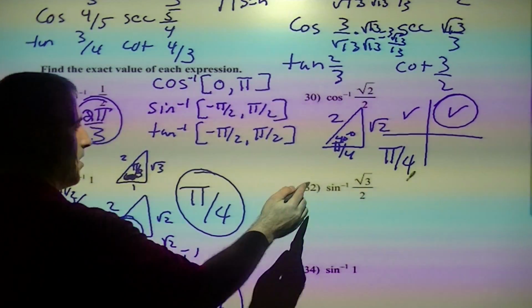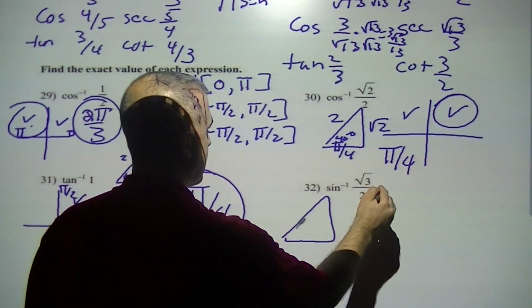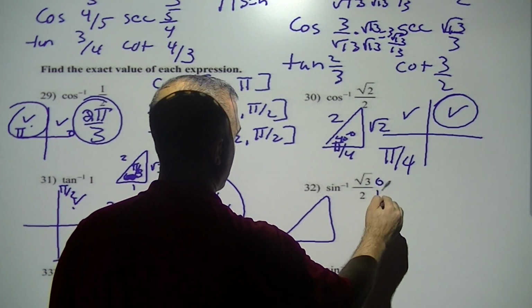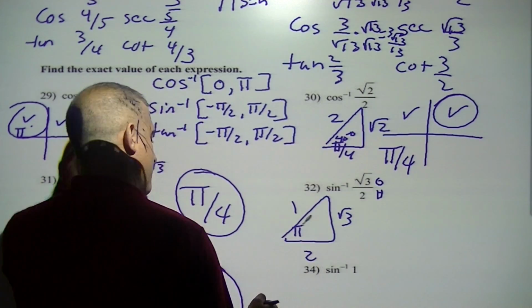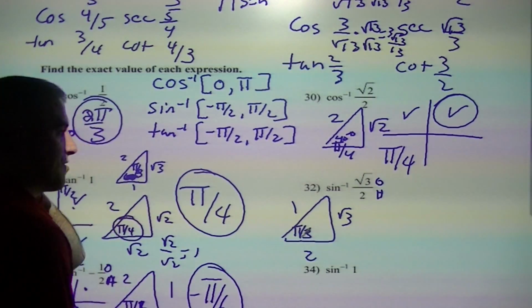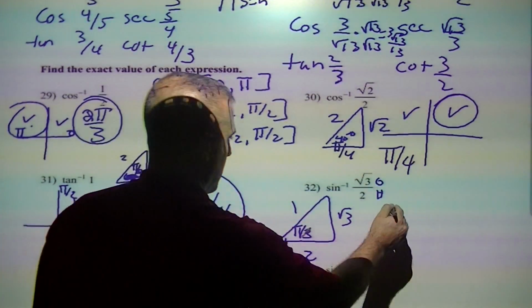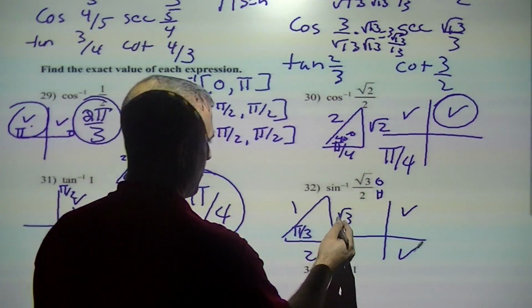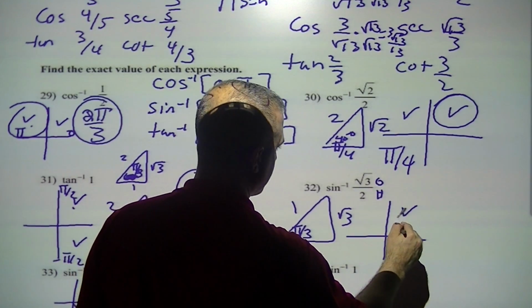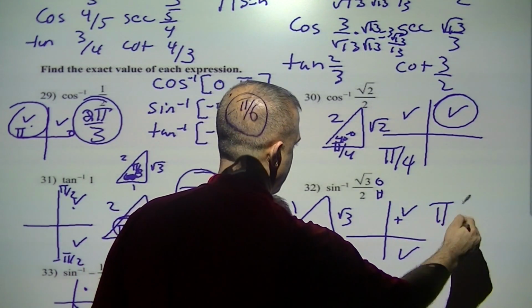This one, square root of 3 over 2. Sine is opposite over hypotenuse, so square root of 3 over 2. If you look at your triangles, the only one that would produce that would be the pi over 3 triangle. Once again, the restricted domain means it can either be there or there. Since sine is positive, this is the only place where it's positive, so it's simply going to be pi over 3.